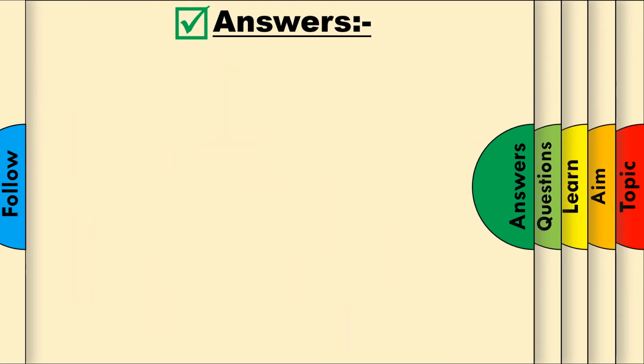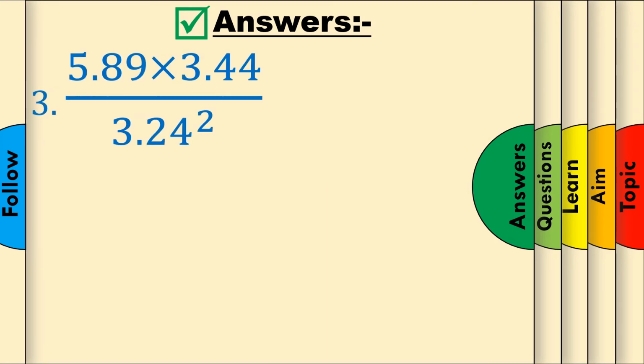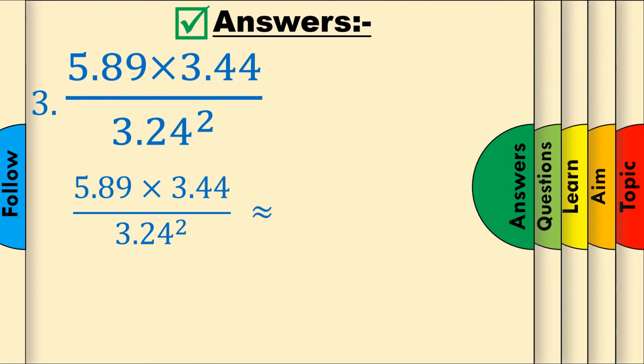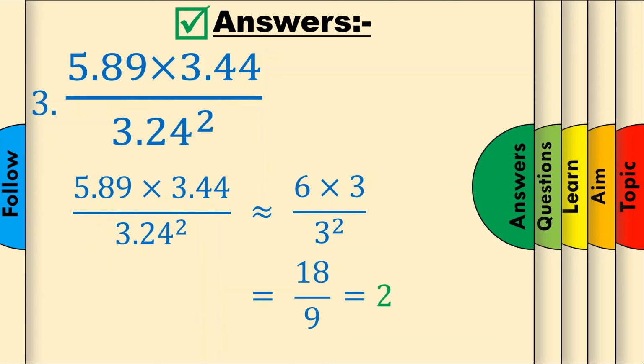Question 3. Estimate 5.89 multiplied by 3.44, all divided by 3.24 squared. Once again, round every number to one significant figure. 6 times 3 is 18, and 3 squared is 9. 18 divided by 9 gives us the answer of 2.